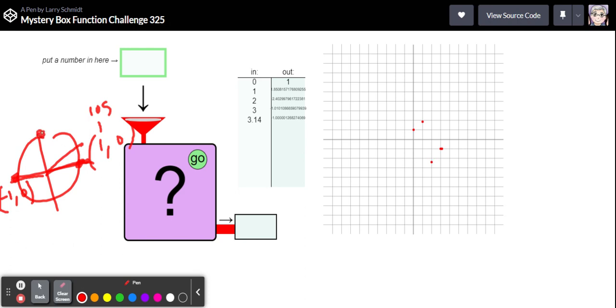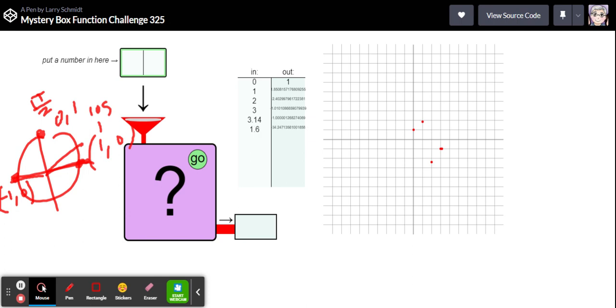At pi over 2, right here, this is the point 0, 1. So there the cosine should be 0. So pi over 2, maybe let's put in a 1.6 as an approximation. Whoa! So that's a very large negative number, negative 34. Huh. So let's see if we can get a few more values to look at the shape of this closer to that pi over 2.